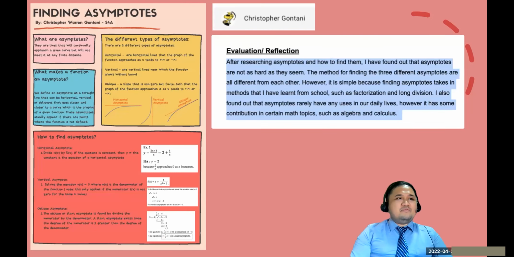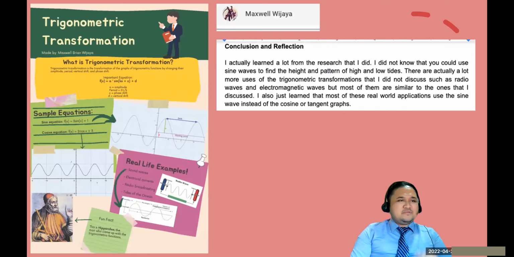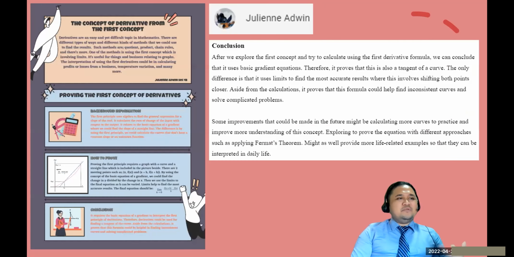And this is from Christopher Warren about finding asymptotes. He said that asymptotes are not as hard as they seem. From Maxwell, he said that he learned a lot from the research. From Julian, she wrote how she could improve in further research.